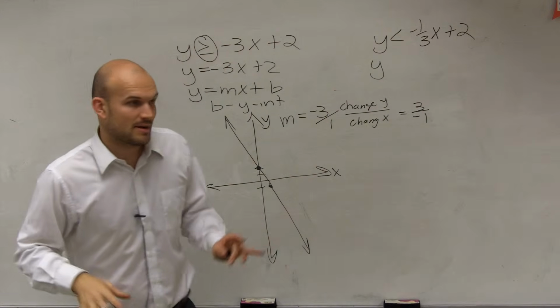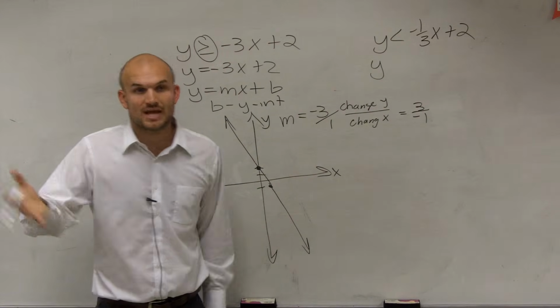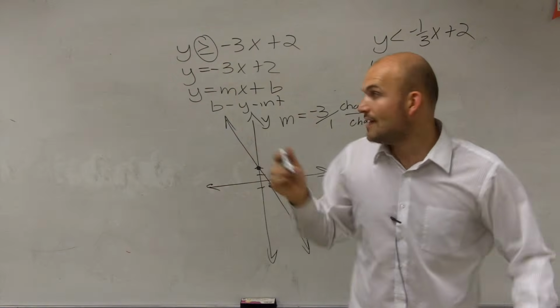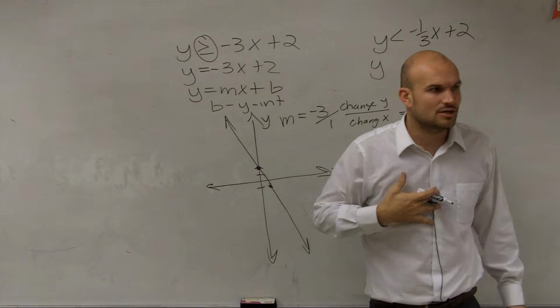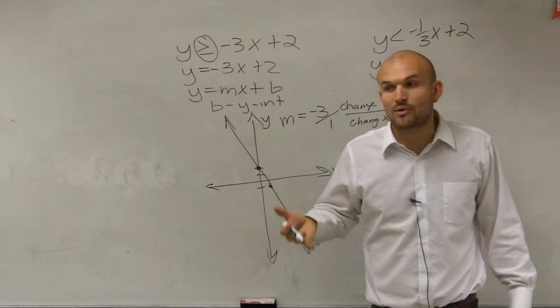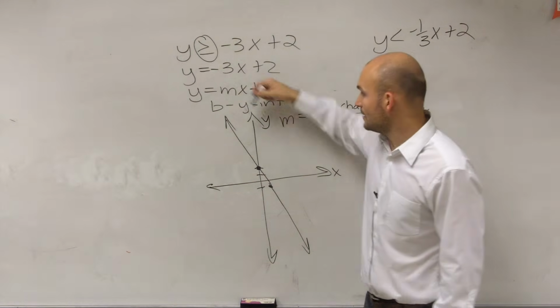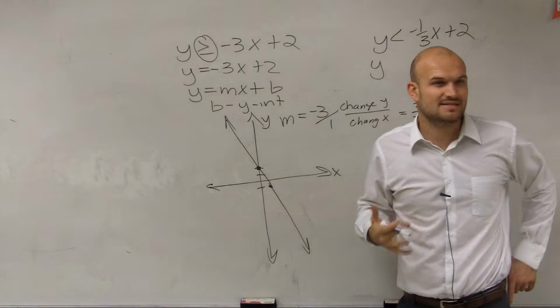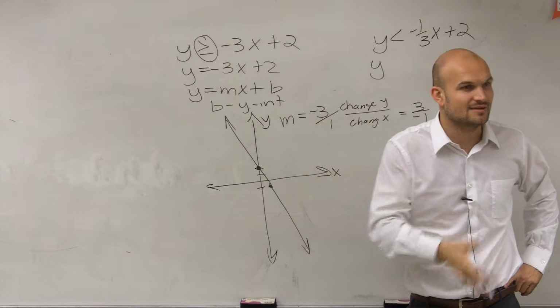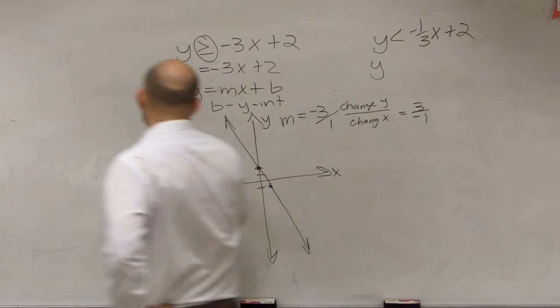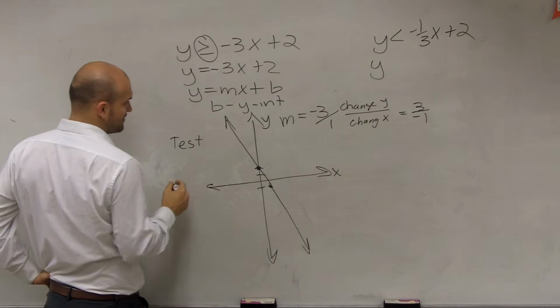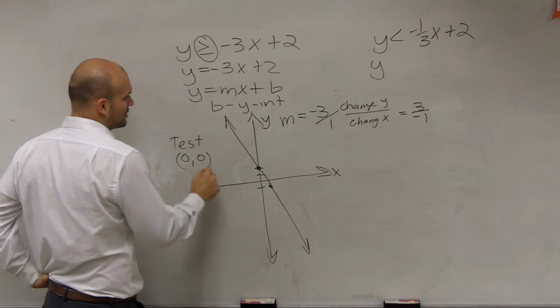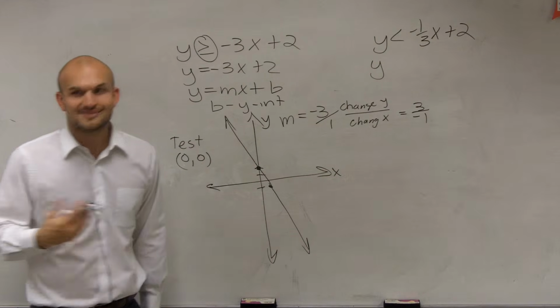Then the next thing we would talk about is test points. Remember, shading. Whenever you see an inequality, you should always know we have to have shading. If I don't have shading, my problem's wrong. All right? So we need to pick a test point. Does anybody remember the best test point ever to pick in the creation of man? 0, 0. But the only time not to pick 0, 0 is when your line goes through 0, 0.